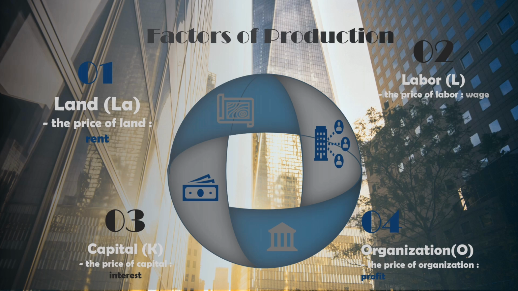So there are four factors of production. One is land, second is labor, third is capital, and the last one is organization. The price of the land is rent, the price of the labor is wage, the price of the capital is interest, and the price of the organization is profit.